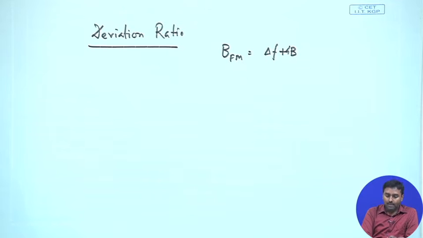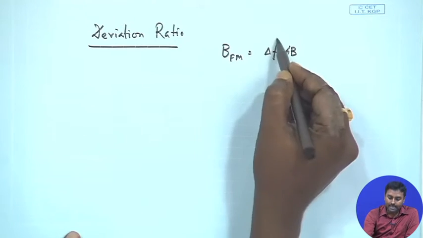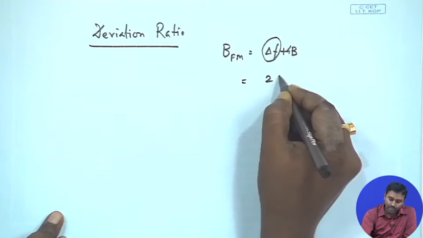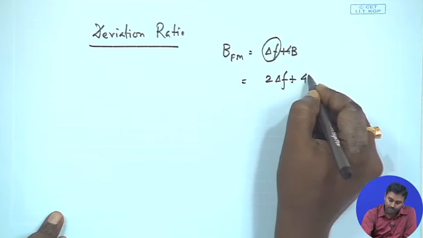Sometimes you will see this del f, I have taken it from the entire deviation. So, it is sometimes taken from 0, how much it varies in the positive half and negative half. So, that way they write also 2 del f, and accordingly the formula gets modified. If I write that way, then it becomes 2 del f plus 4b.